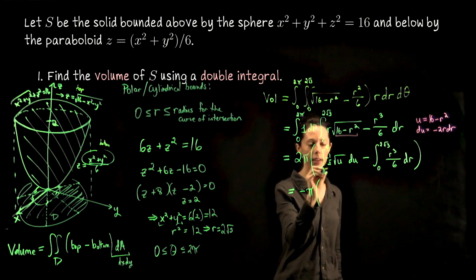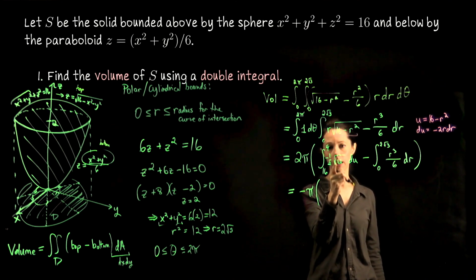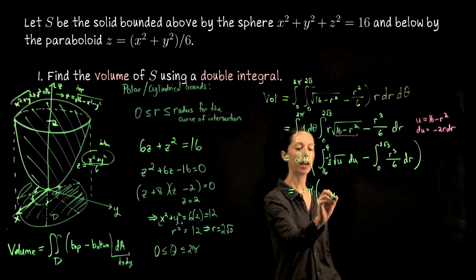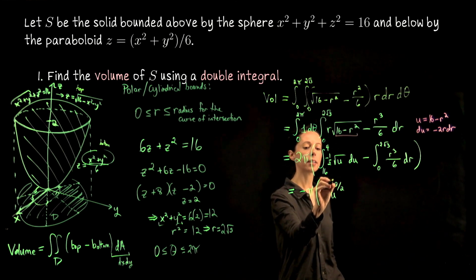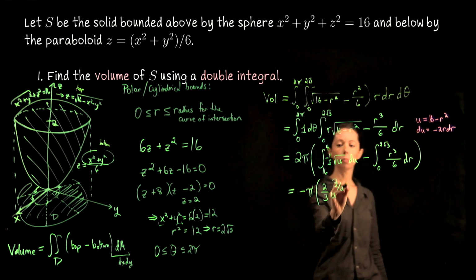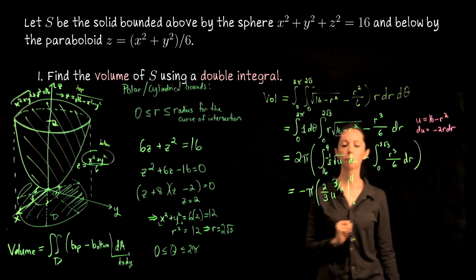times, now I'm just looking at the integral of the square root of u. So that's u to the 1/2 power. The antiderivative of that is u to the 3/2. But I need that to cancel out, so I'll have a leading term of 2/3. We will plug in 16 and 4.